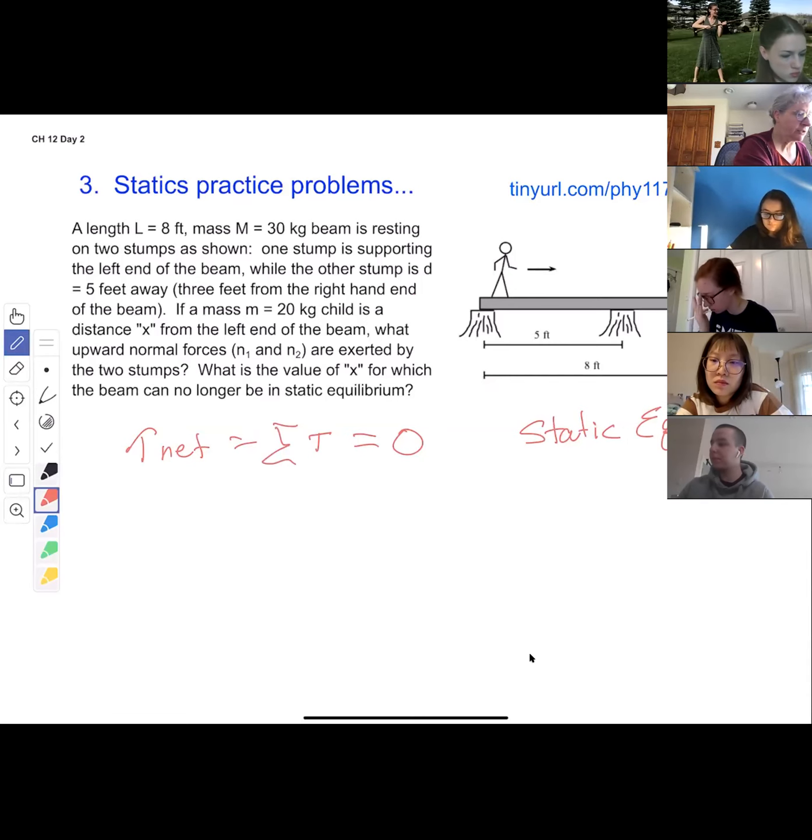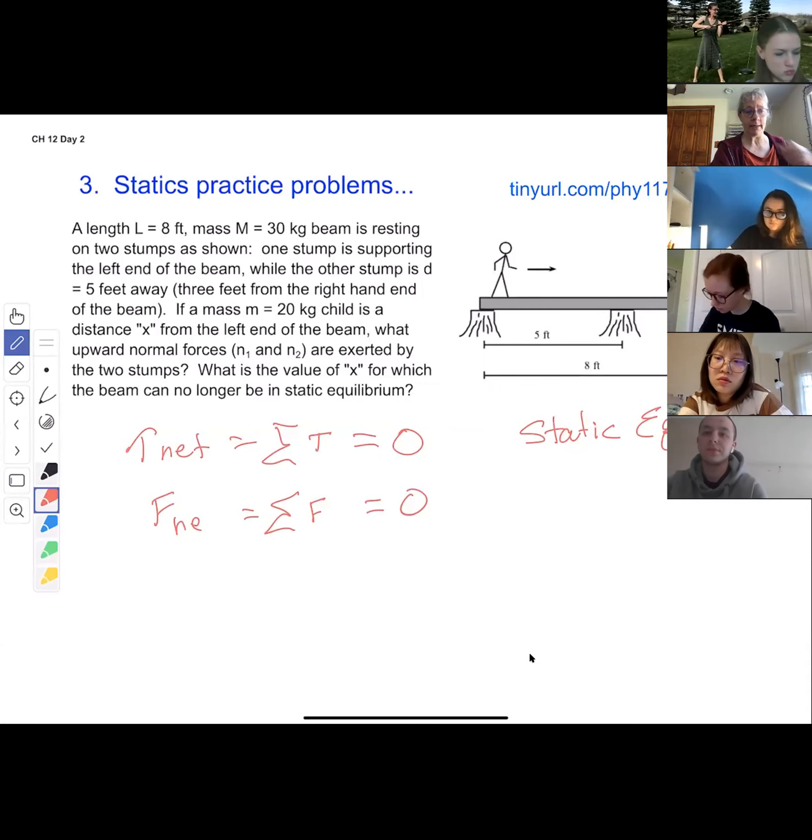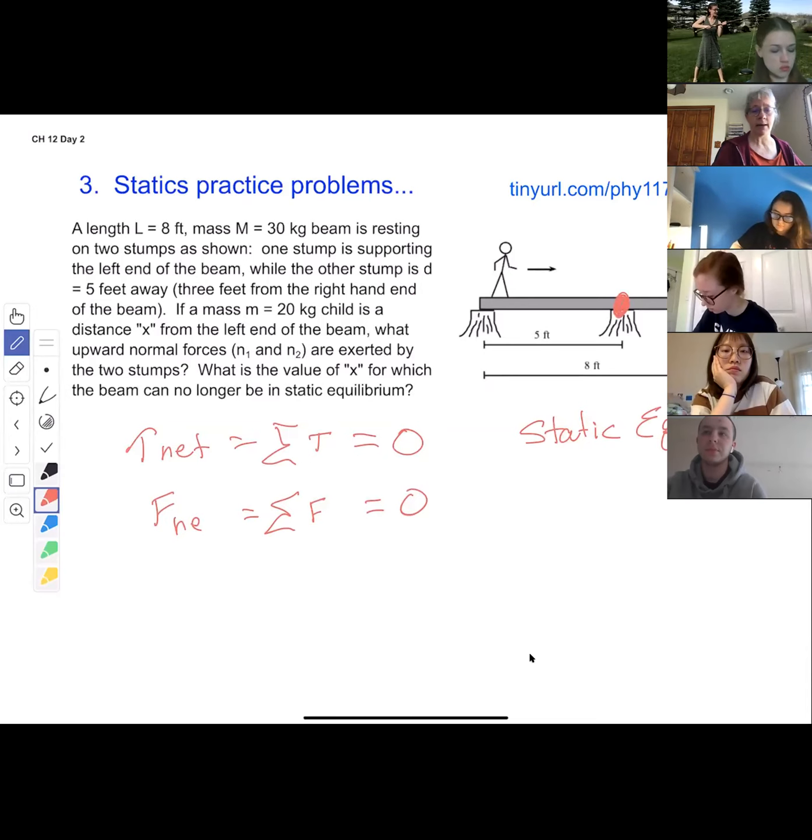The other condition for static equilibrium, of course, is that the net force, which is the sum of all the forces acting on an object, is also 0. And this is an example that we did. We did it pretending that the location of rotation was above the second stump. You don't have to do that. And then we offered another solution which had another location.